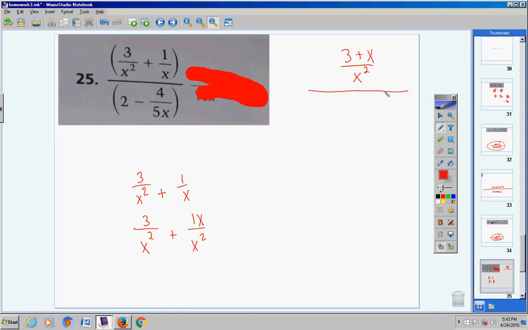Now let's take these two fractions here and let's put them together. And you might say, oh, Mr. Earhart, that's not two fractions. Well, if I put 2 over 1, it is. So I have 2 over 1, negative 4 over 5x.